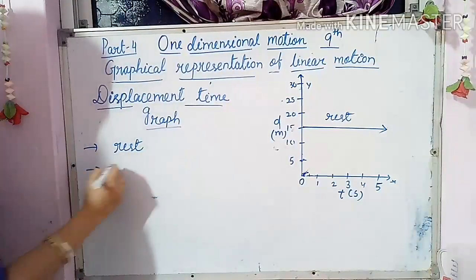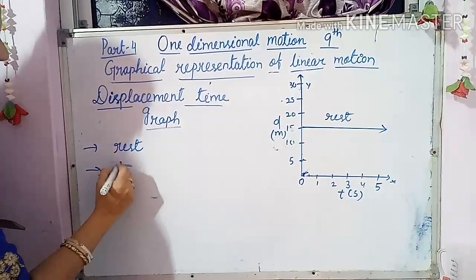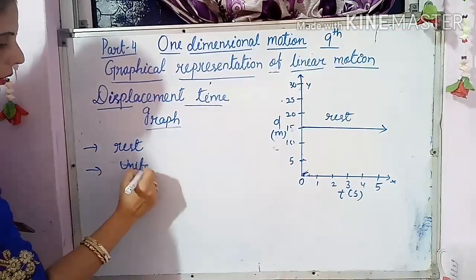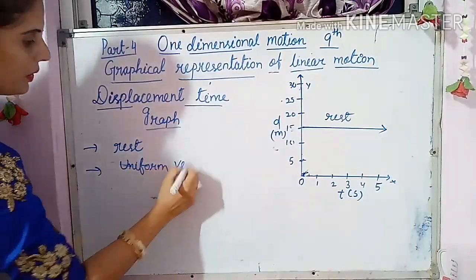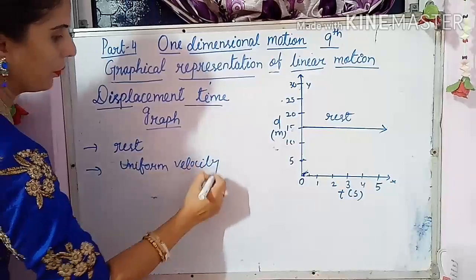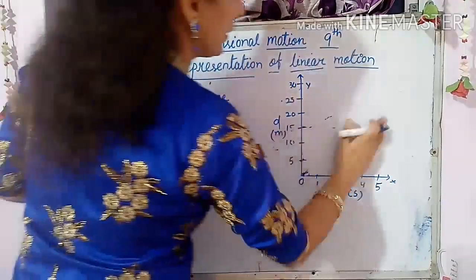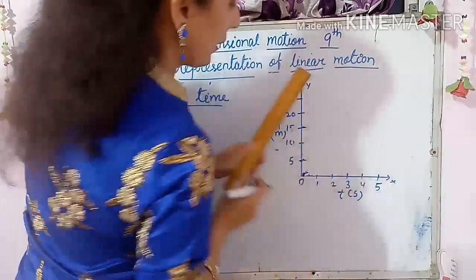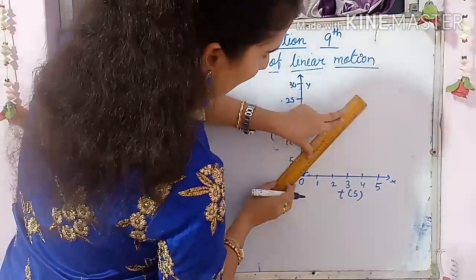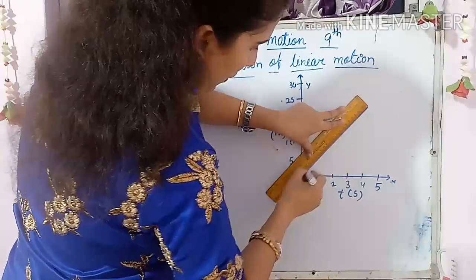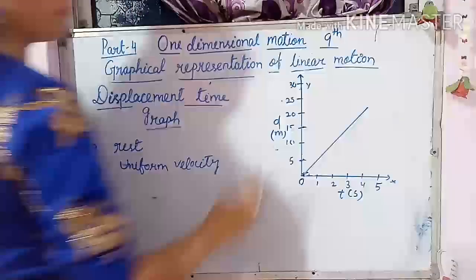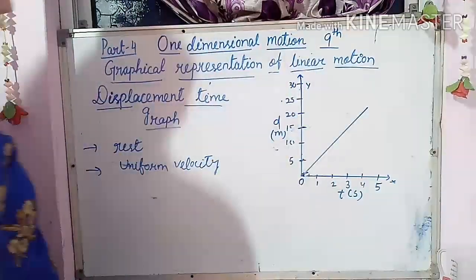What I told you about, that is the uniform speed. That time I taught you. Here it is the uniform velocity. The same type of graph will come in uniform velocity. Just remind, children, what is the shape of the graph that time? Like this only. So here also the same thing, that is your uniform velocity.